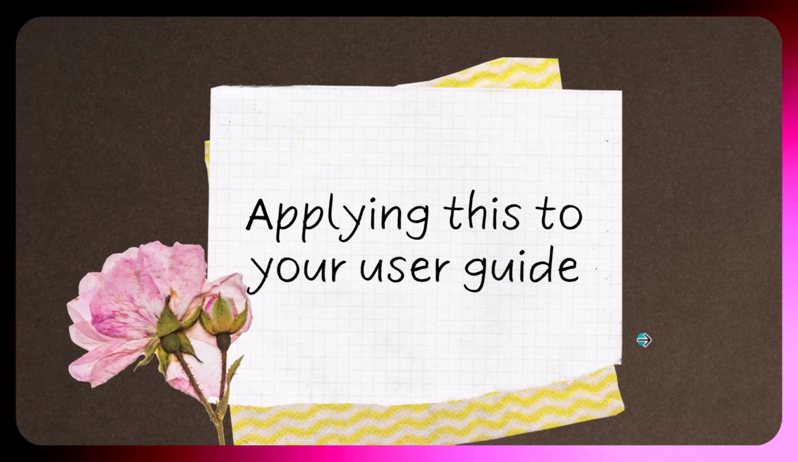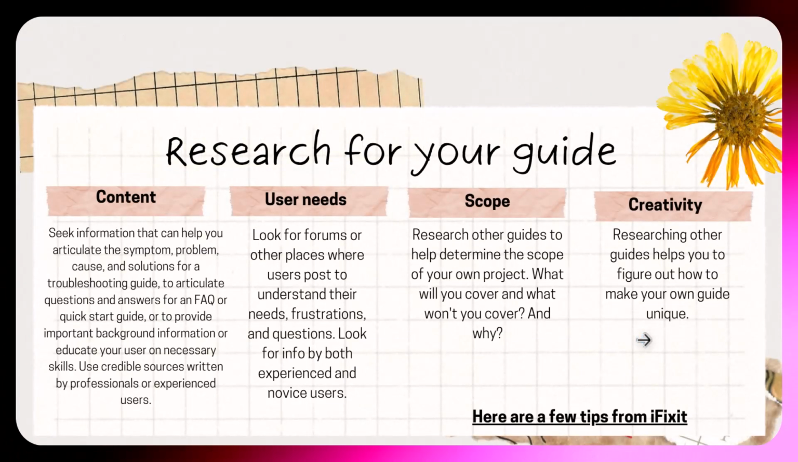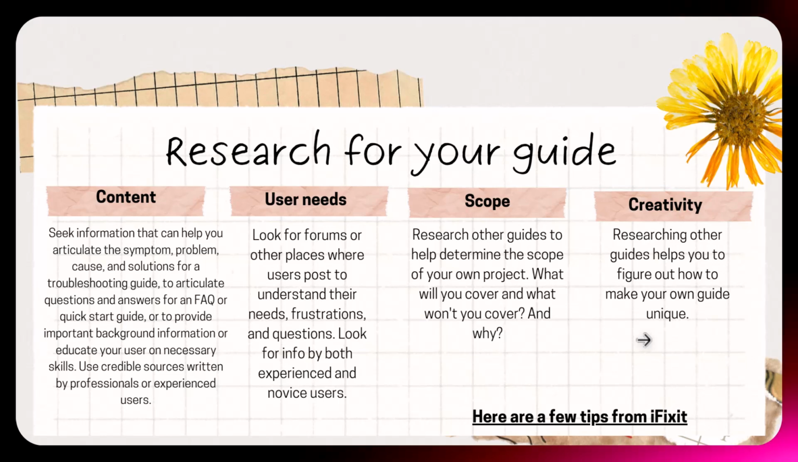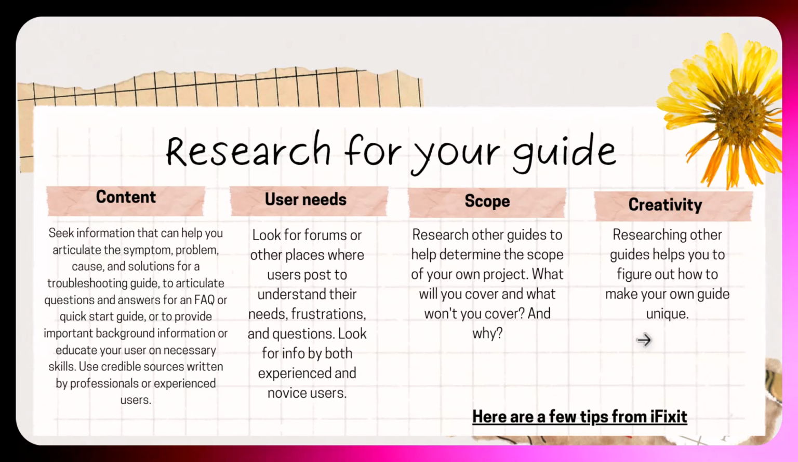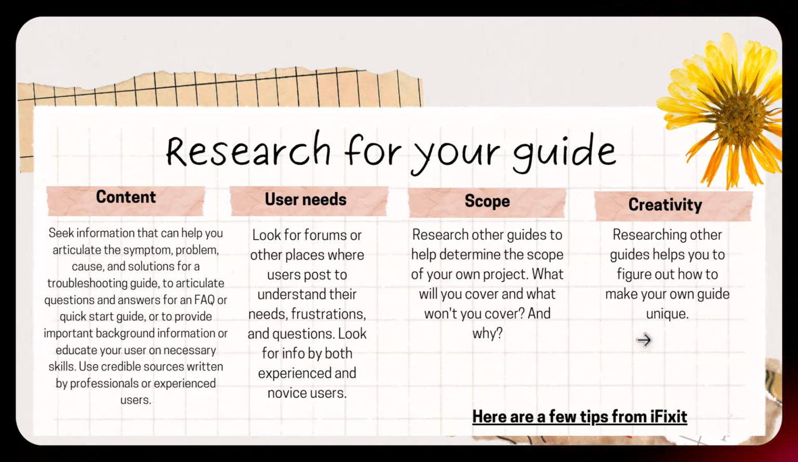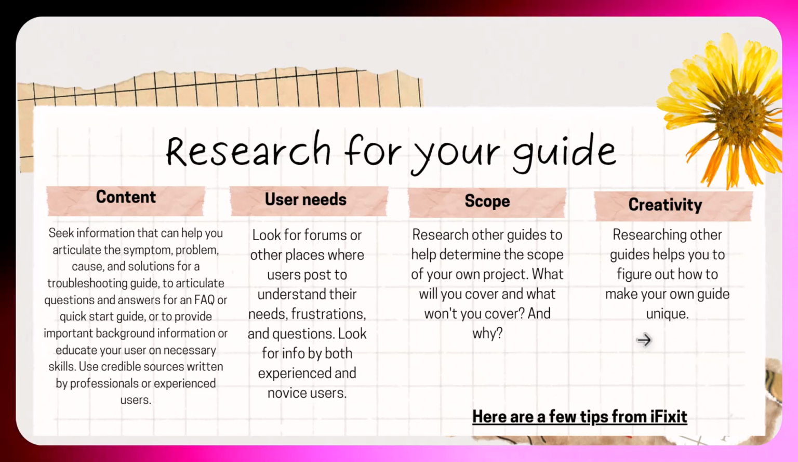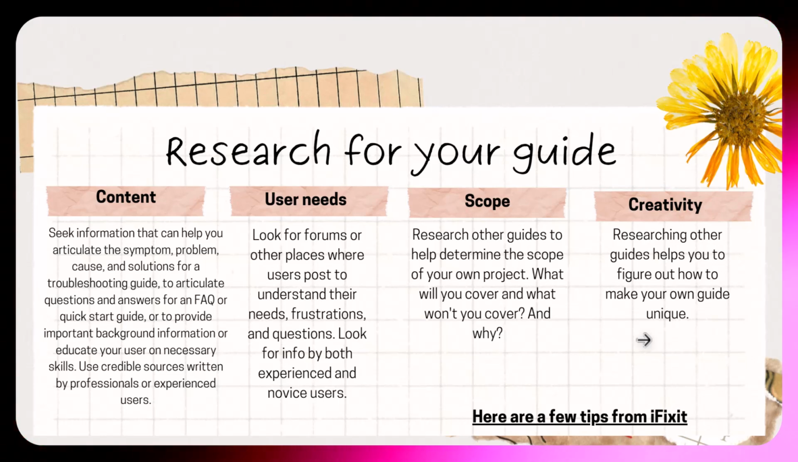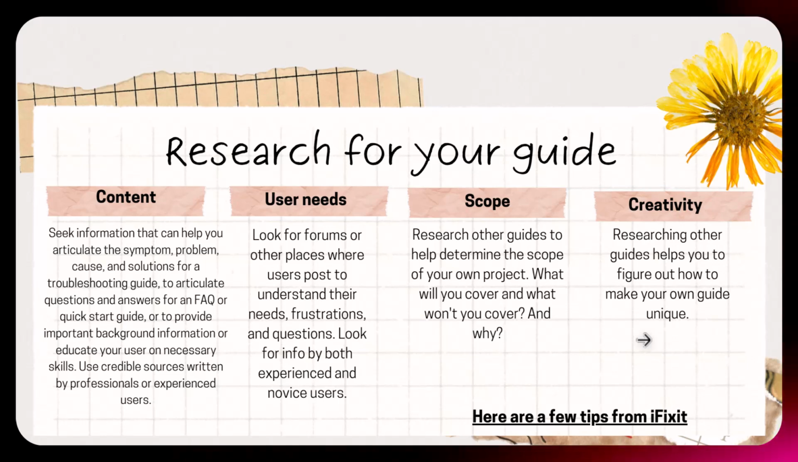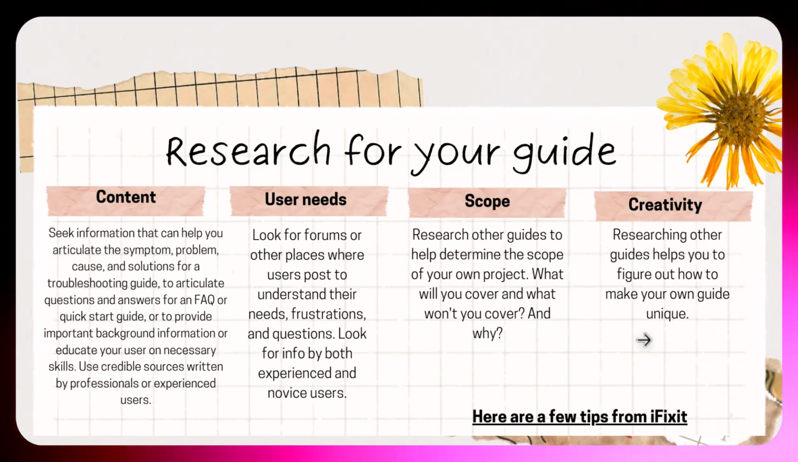Okay, so how can we apply this to your user guide? There's different ways that you can use research for your user guide. It can help you to generate content, like I've talked about, help you understand problems so that you can create maybe a really good FAQ or a really good troubleshooting guide. It can help you understand your users' needs so that you can better design for them. It can help you determine the scope of your guide. If you've researched other guides, it can help you understand what's out there and what's not. What is the gap maybe that your guide needs to fill? And that can help you with the scope of your own project or with coming up with something really creative.